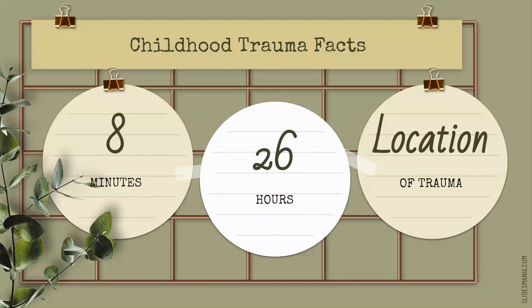We also know that when we are dysregulated, it takes us at least 8 minutes to return to baseline. It can take us up to 26 hours to come back down from an escalated state. So something that we should consider as educators is the location of the trauma and how often we are truly seeing our students in a state of regulation.